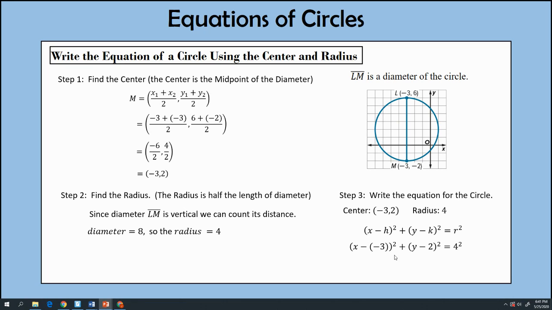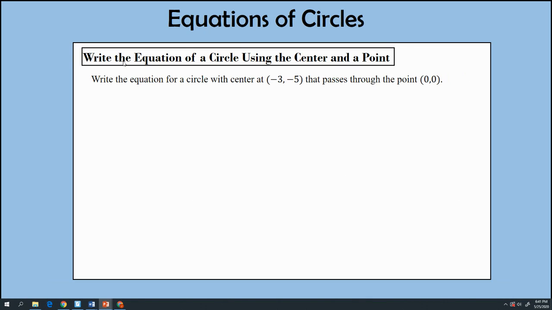Okay, really the only simplifying we're going to do is in this case where we get minus a negative, we're going to write that as x plus 3 squared. We're going to leave this as y minus 2 squared equals 16, 4 squared. That would be the simplest form of the equation that we're going to work with right now. Okay, so that's the basic type of question you're going to get.